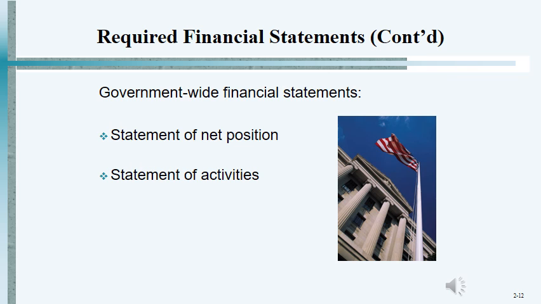Okay, let's go ahead and take a look at the two financial statements that are reported at the government-wide level. We have the balance sheet and we have the income statement. We call the balance sheet the statement of net position. We call the income statement the statement of activities.